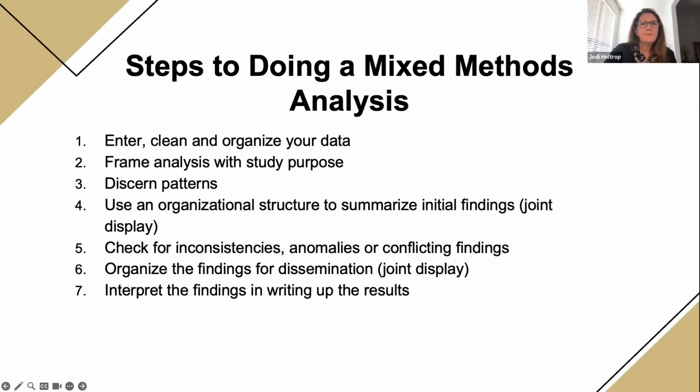I'm going to fly through some steps to doing a mixed methods analysis. These are the basic steps that apply to anything, but let's spend more time going through examples so I can make this clear. You want to enter, clean, and organize your data, frame your analysis with your study purpose, discern patterns, and use an organizational structure to summarize the initial findings. I'll describe what a joint display is. Then look for inconsistencies, anomalies, or conflicting findings, organize the findings for dissemination, and interpret the findings. This is like a lot of analysis, just with a few extra steps because of the joint display.